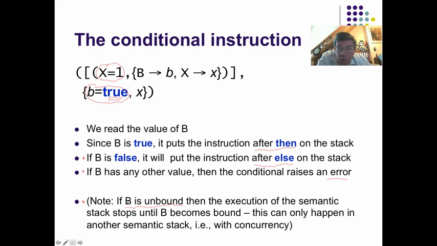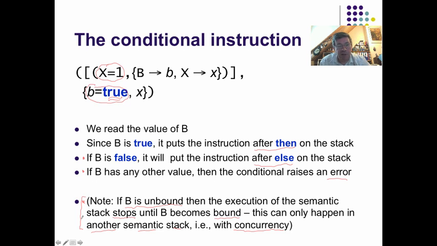What happens then? Well, if that occurs, then we cannot continue the execution of this semantic stack. We cannot do the if because we don't have enough information to decide whether it's the then or the else. So the execution of this semantic stack stops until b becomes bound. When can that happen? It can only happen in another semantic stack. That means if we have concurrent execution. So this is how we're going to implement the basic synchronization of data flow concurrency. But that's all I want to say about that for now. I don't want to get too far ahead of myself because we're still going to have a few lessons on sequential execution.